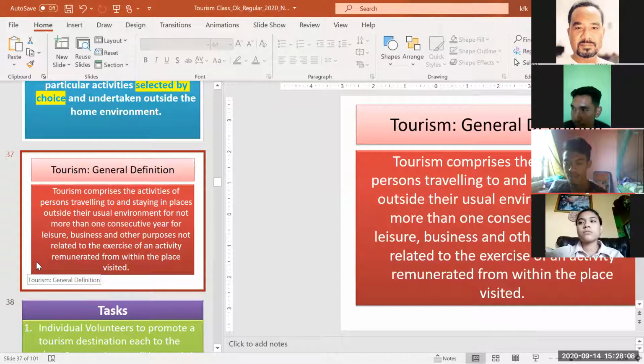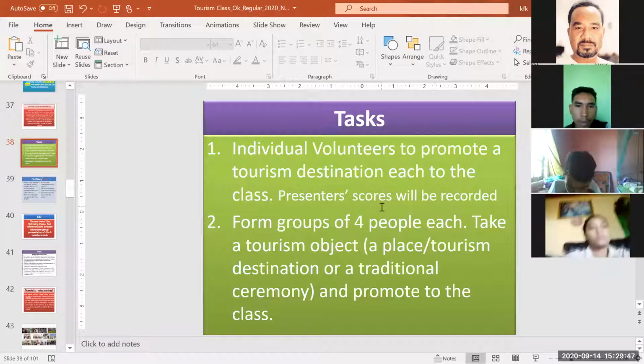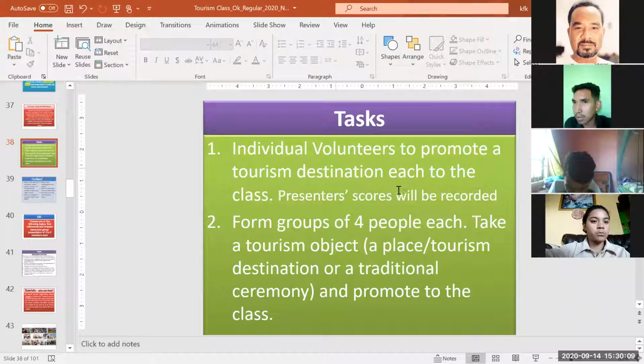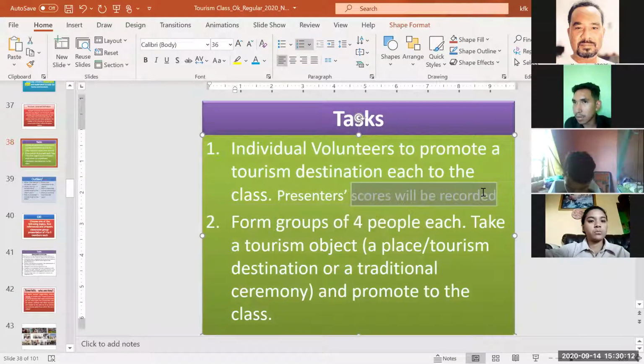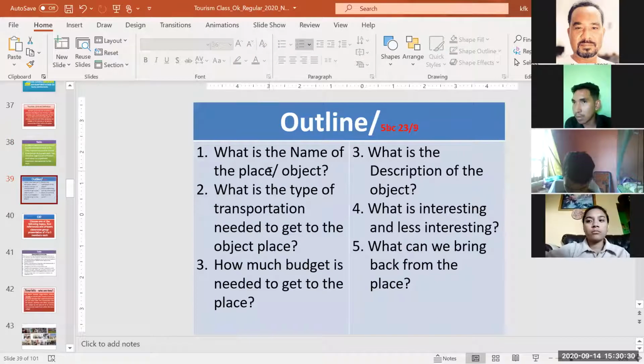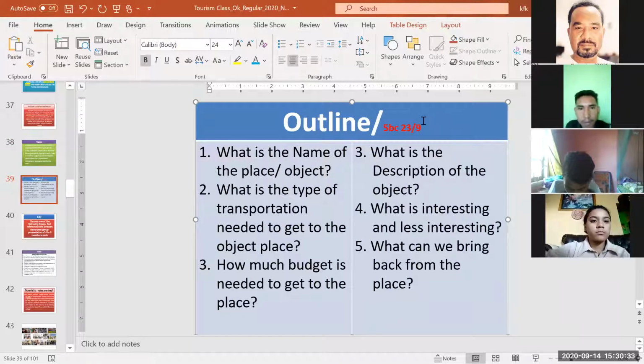Okay, let me repeat the question. According to this definition, activities that are included in tourism are the ones done by tourists where the tourists stay in our country or in a country not more than one consecutive year. If they stay in a country like Indonesia more than one year consecutively, without leaving and re-entering, if it is more than a year, it is not called tourism anymore.